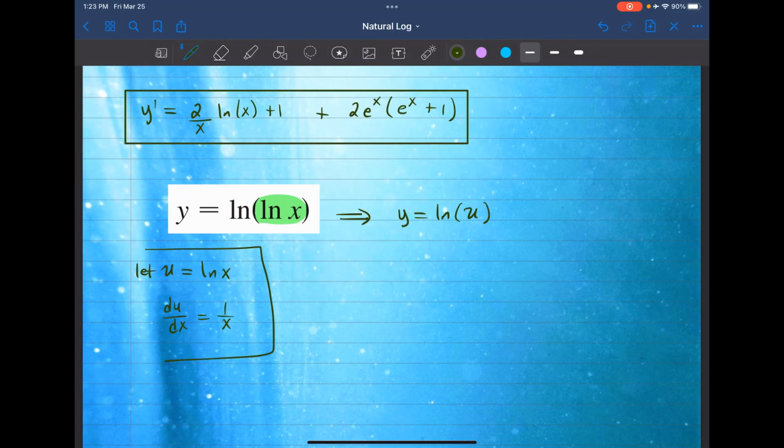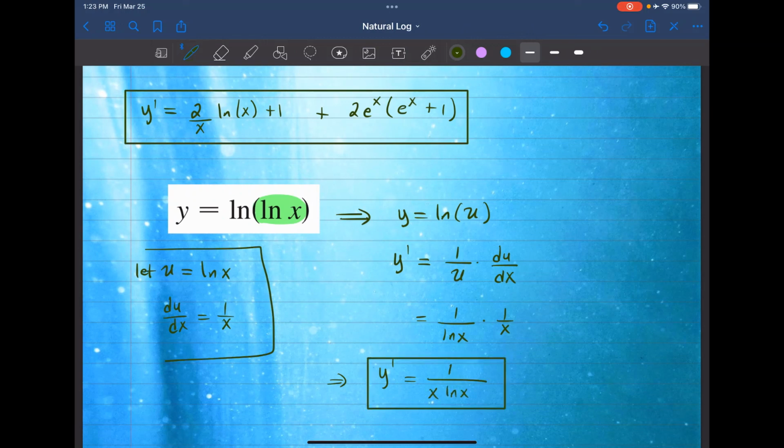We differentiate with respect to x. This is y prime. On the right side, 1 over u times du dx. And that's it, we're pretty much done. So plug in u and du, that's from the left side. So this is 1 over u, that's ln of x, times the derivative of the inside, that's 1 over x. So our derivative in a clean form is 1 over x times ln of x. So that's the derivative of this function. I hope this makes sense.